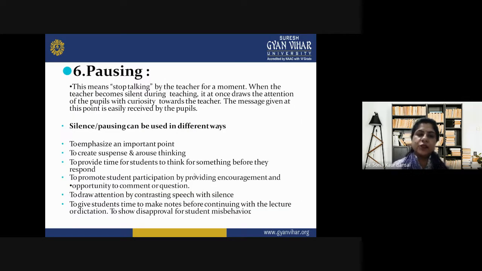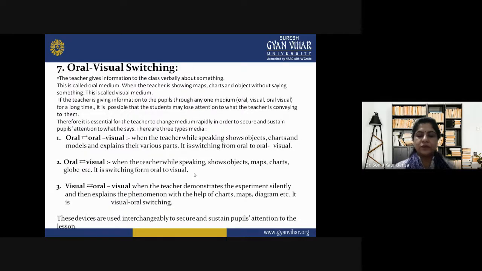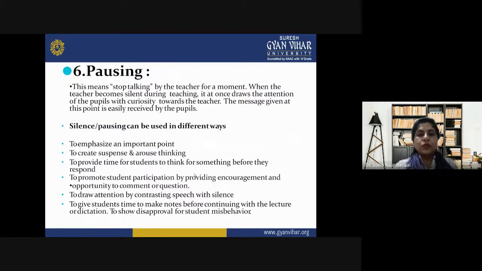Now, this is the sixth part, students: pausing. And pausing is really a very different and good thing that you all are understanding. This means the teacher stops talking for a moment. So, when the teacher becomes silent during classroom teaching, it at once draws the attention of the pupils with curiosity towards the teacher. So the message given at this point is easily received by the pupils.